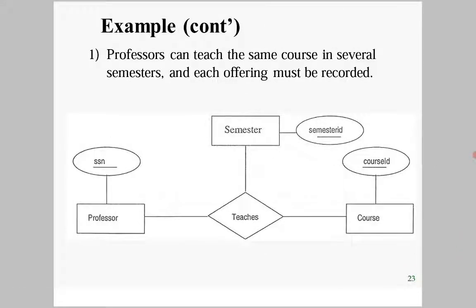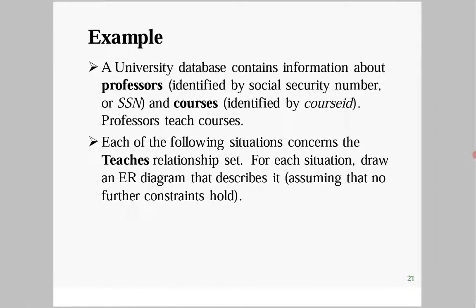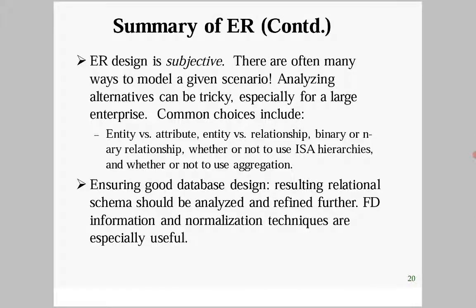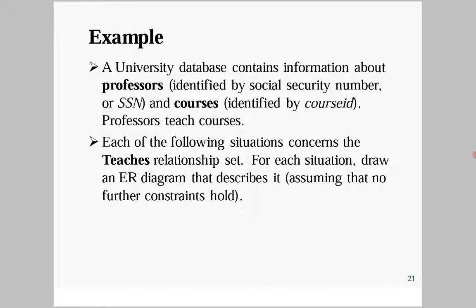Here is another example. In this example we are taking students as an example for drawing ER models. We may take a university example. A university database contains information about professors or teachers or lecturers identified by social security number or SSN number, and courses identified by various course IDs. Generally professors, courses, and each of the following situations concerns the teaches relationship set. For each situation, draw an ER diagram that describes it, assuming that no further constraints hold.